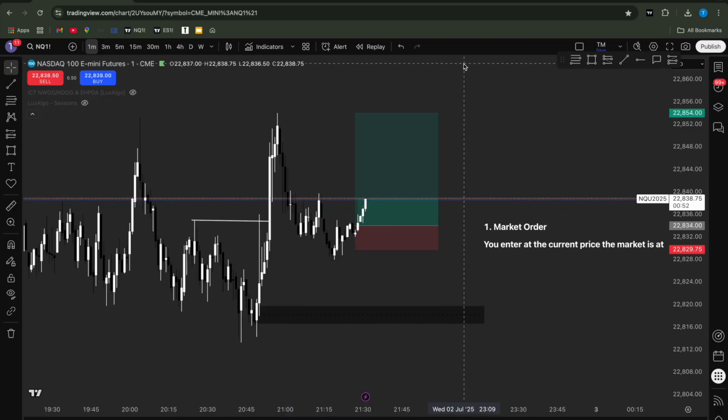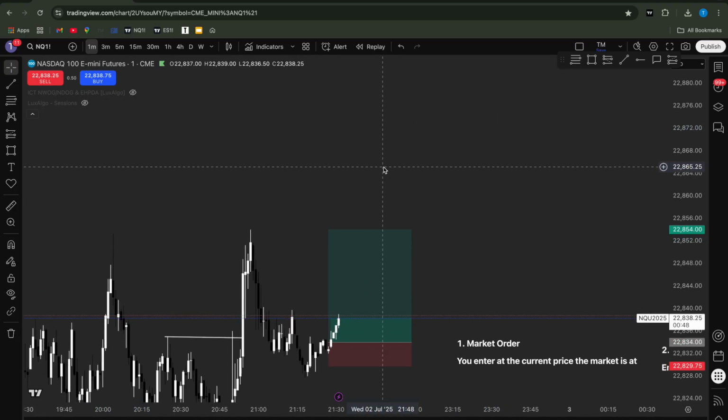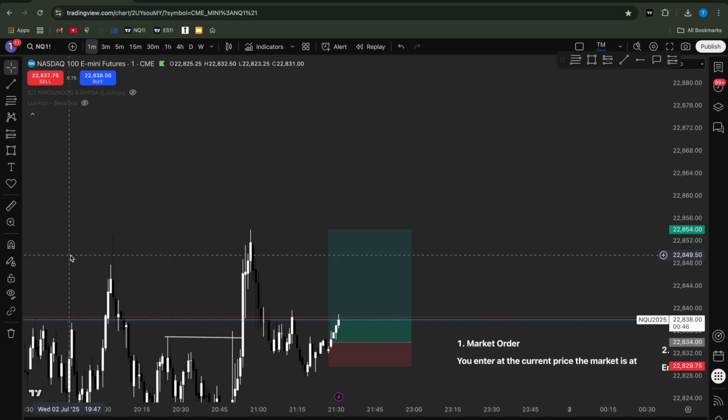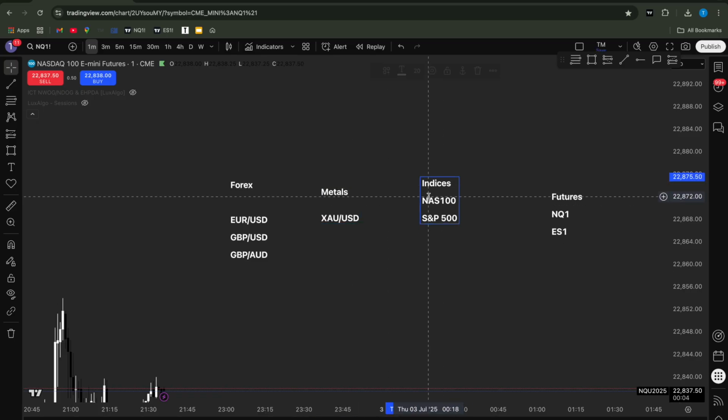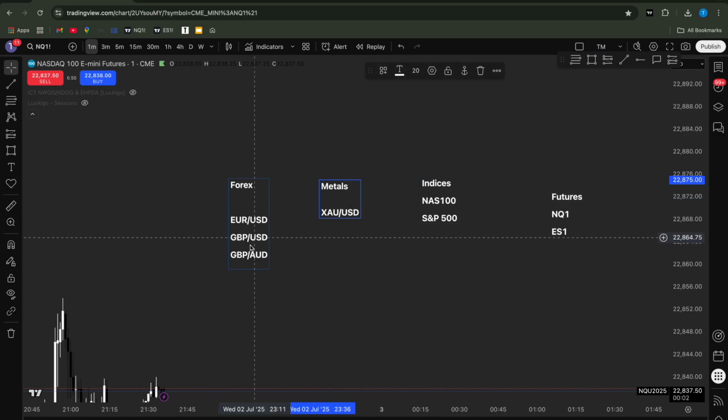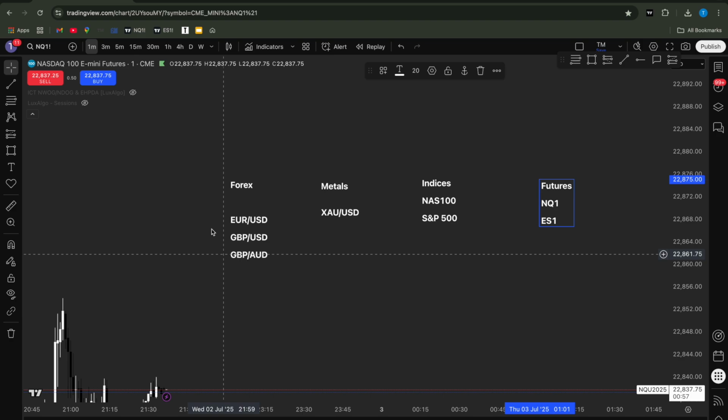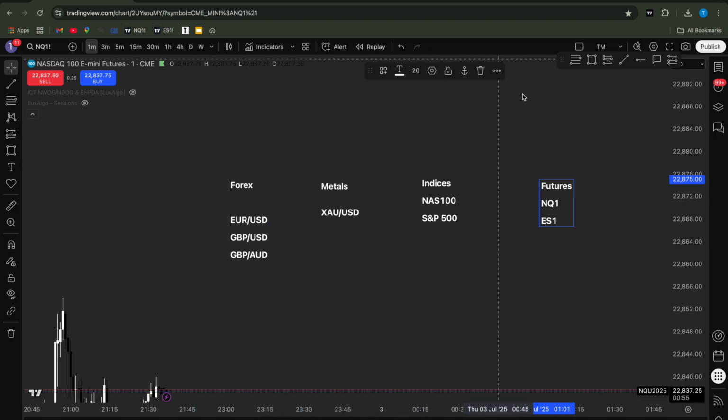You can do your own research about the pairs, but essentially, fuck it, I might as well do it now. Or, well, the type of stuff you can trade. So you can trade pretty much anything. Like you'll see on TradingView, you can trade anything. You can trade stocks, forex, metals, indices, futures. So I'm just going to quickly go over what they all are.